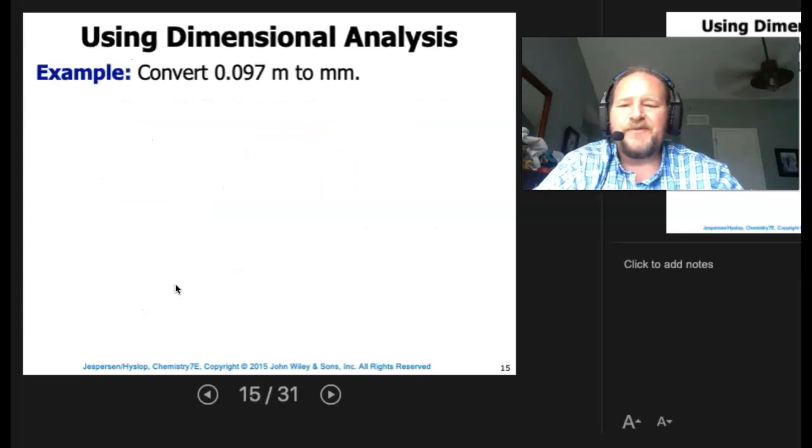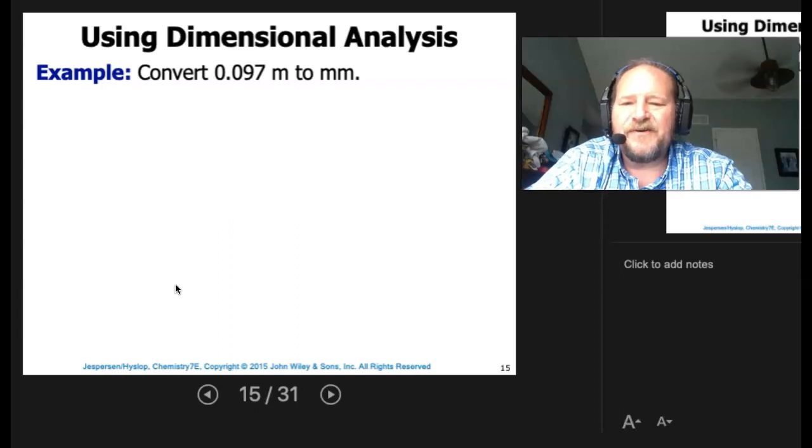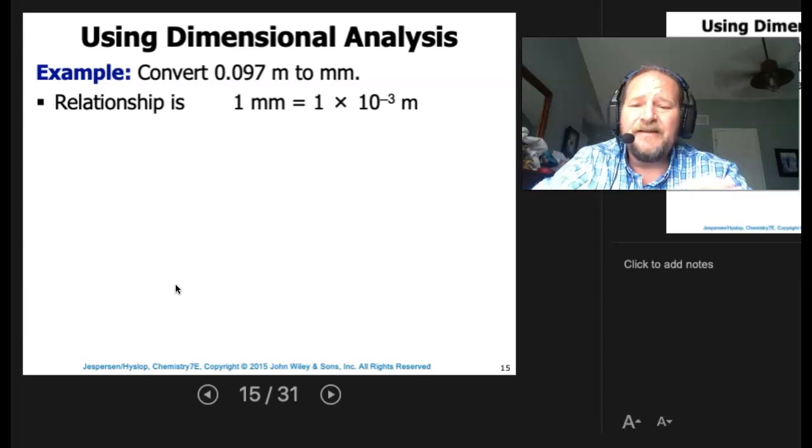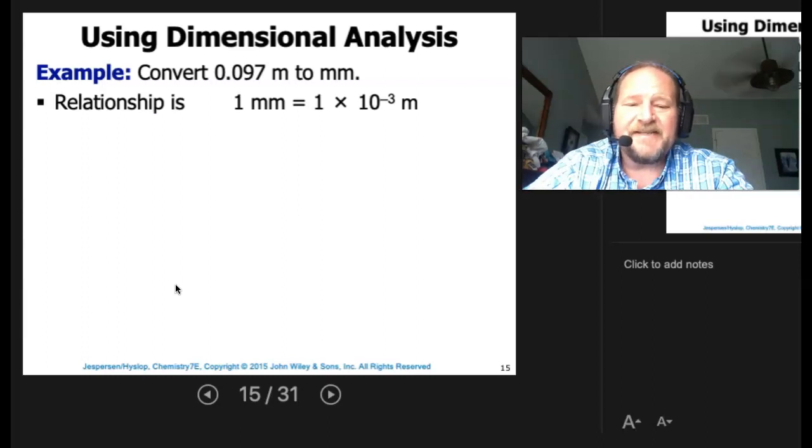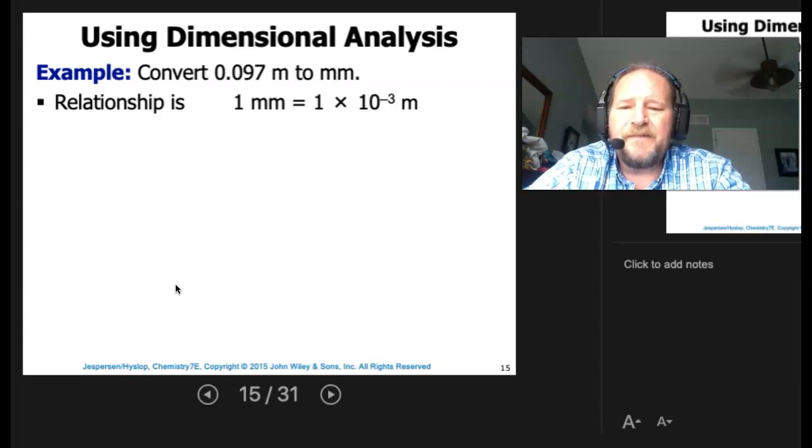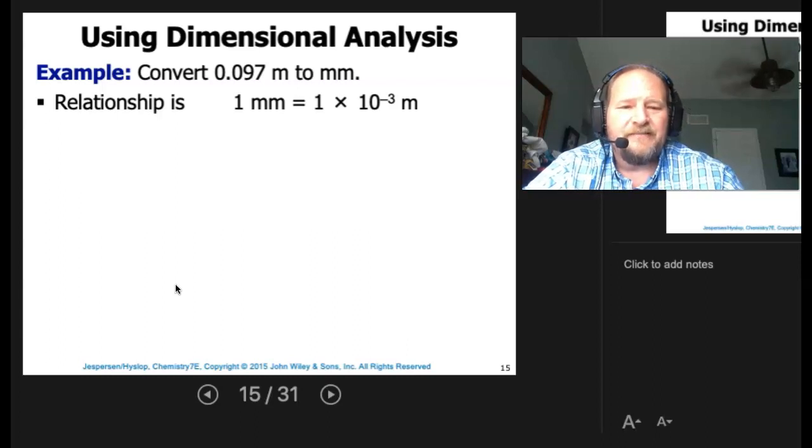So let's use dimensional analysis. We're going to convert 0.097 meters to millimeters. Now we're in the same system. So here, the values are going to be exact and it's not going to impact your sig figs. The relationship is 1 millimeter is equal to 1 times 10 to the negative 3 meters. You could also say that 1,000 millimeters is equal to 1 meter. It will work either way, okay?